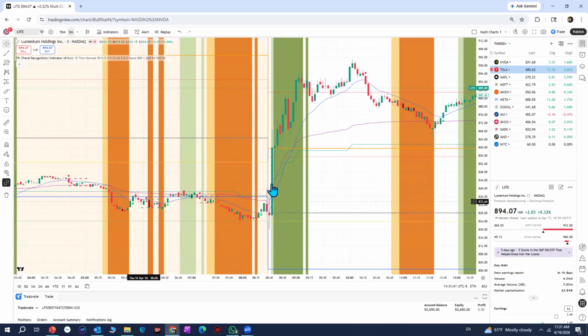As soon as it comes out and crosses this VWAP line and this line, you know that the green zone has started, and you are in a bullish trend for the day.